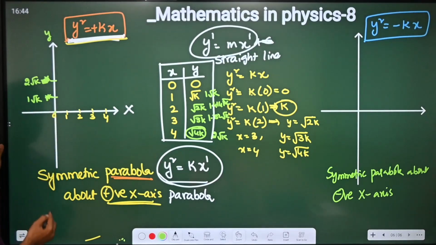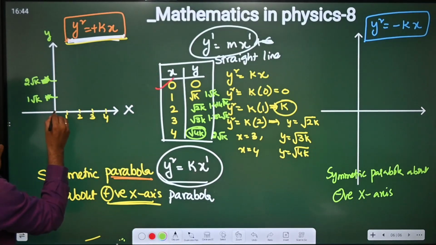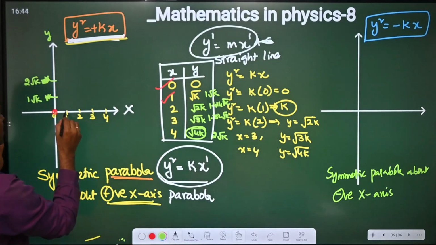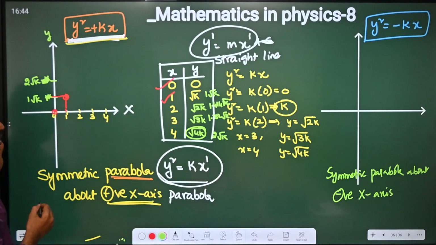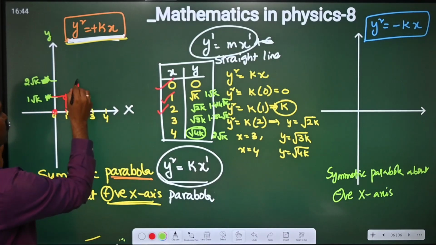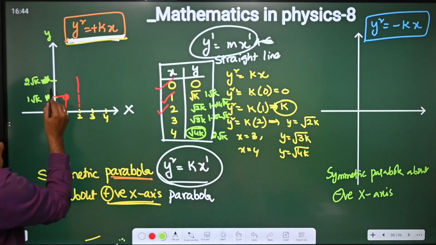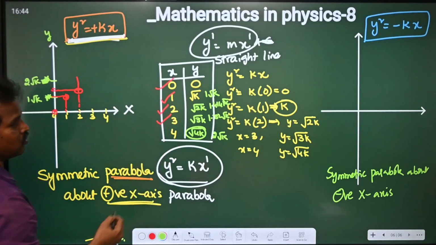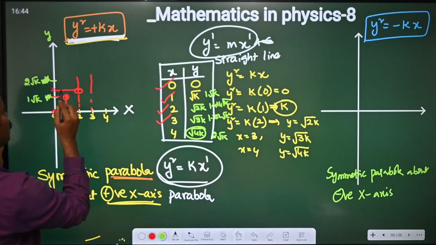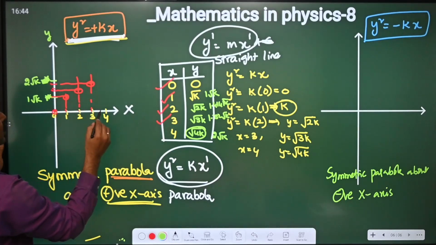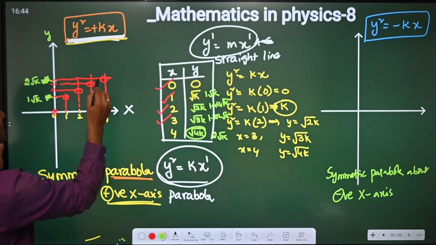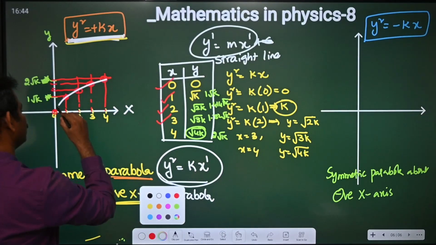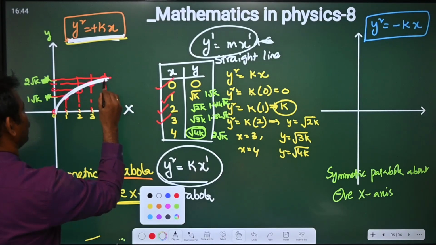Now, when x is 0, y is 0. So the first point is x is 0, y is 0. And when x is equal to 1, y is root k. This is the point. X is equal to 2, y is root 2k, which means 1.41 root k. So this is the point. And x is equal to 3, y is root 3k, which is 1.732 root k, somewhere here. If you observe the pattern and join these points, the smooth curve is called a parabola.